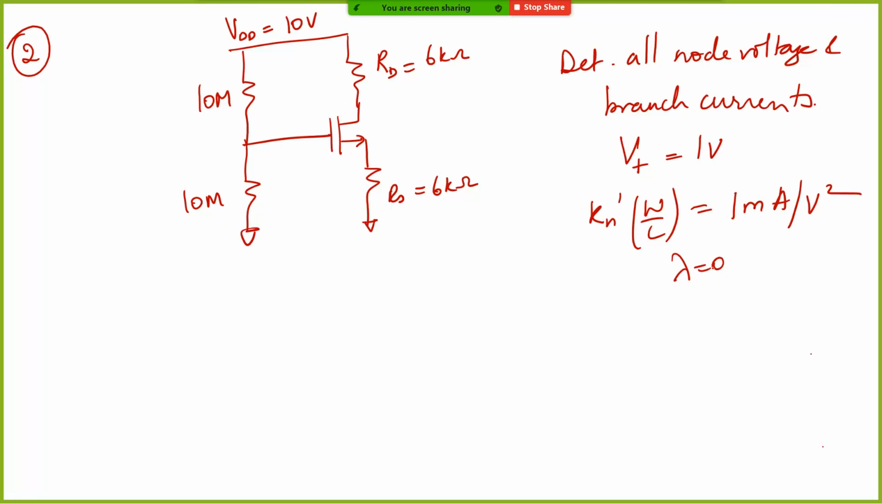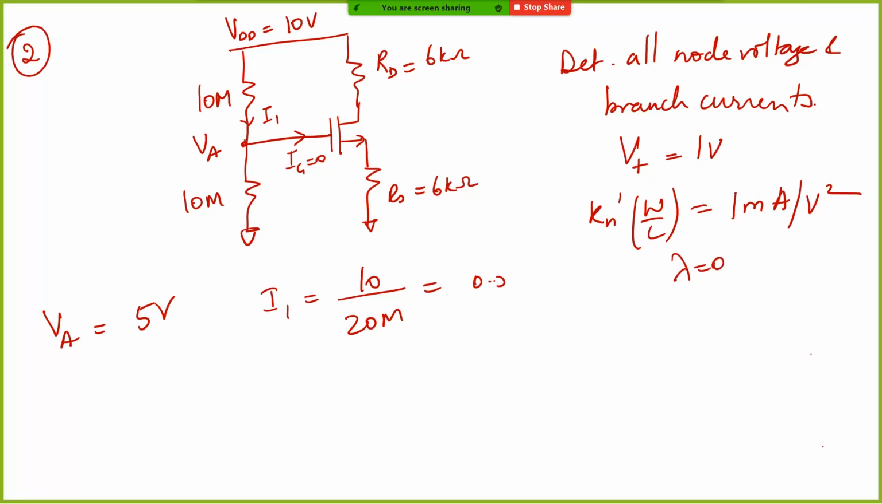Now, solving these circuits is a little easier than BJT because Ig is basically 0. So it means that this particular node, let's call it VA, is nothing but 5 volt, correct? It's a voltage divider, very straightforward. VA is 5 volt, and the current through the resistors is also simple. That is 10 volt divided by 20 meg, so that is 0.5 microamps.